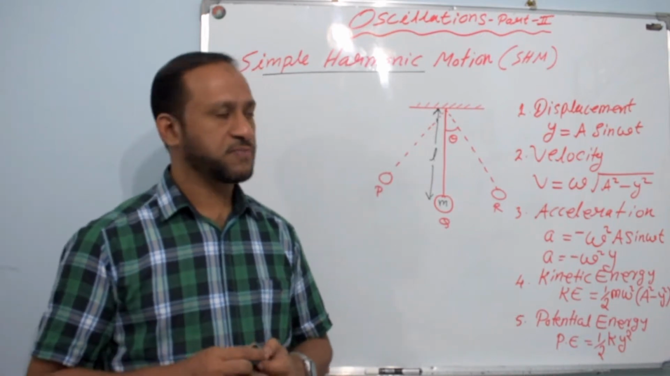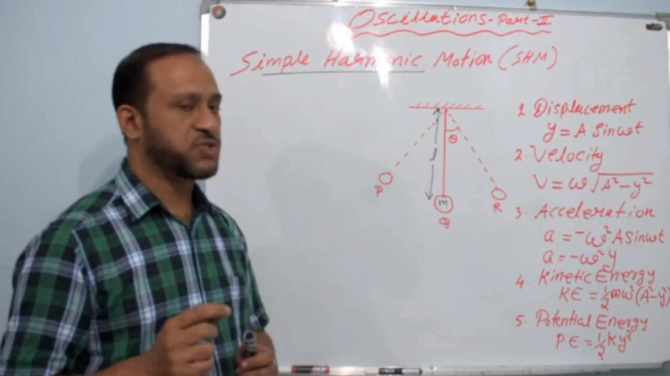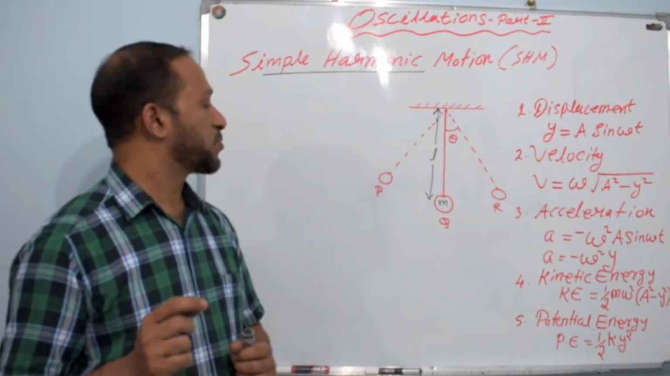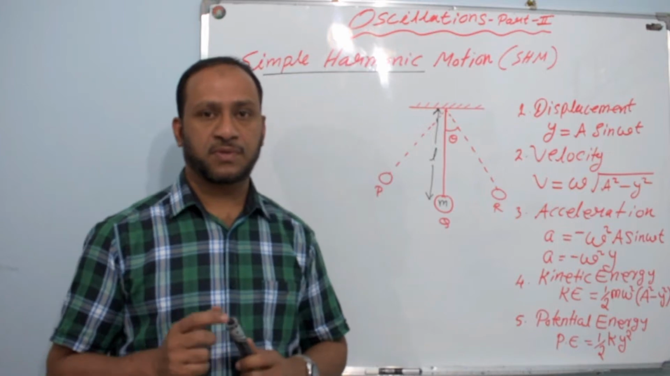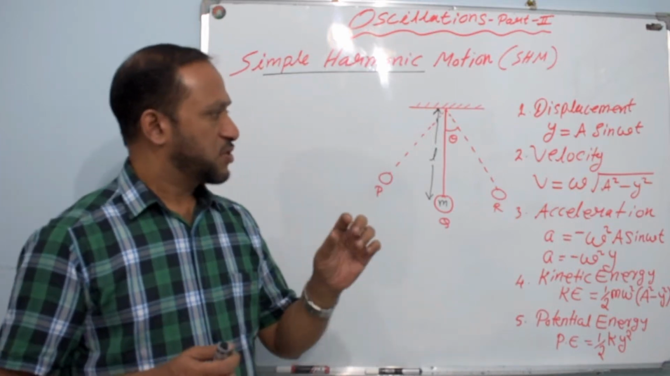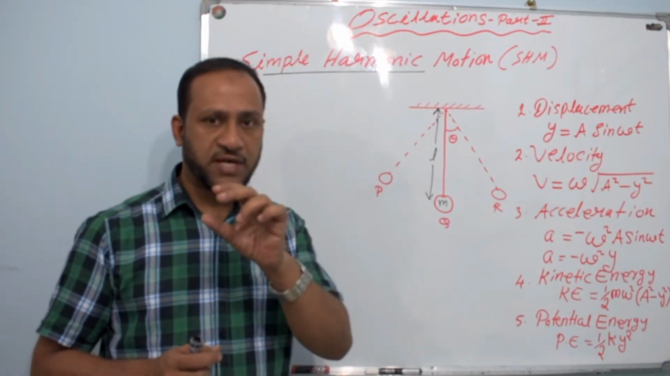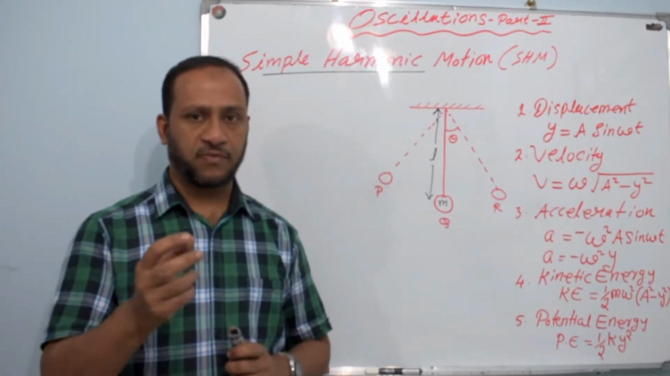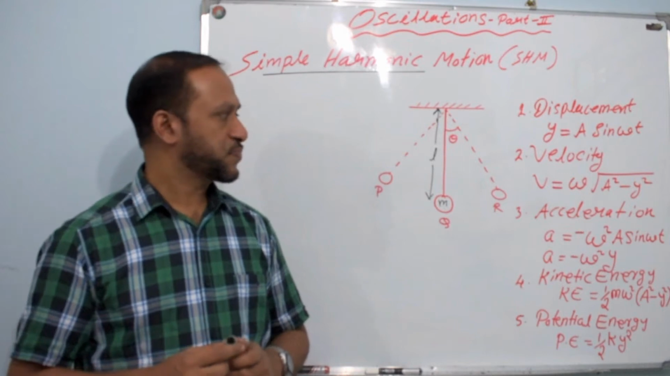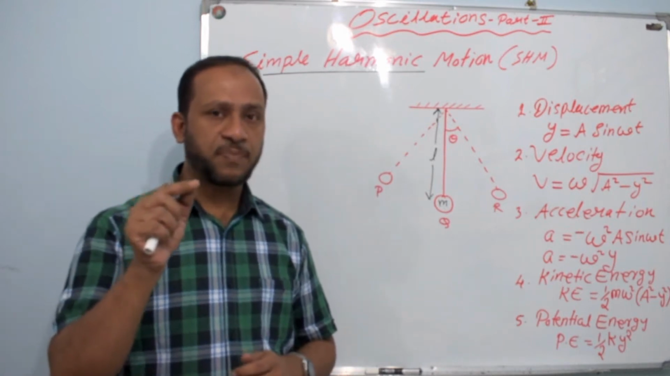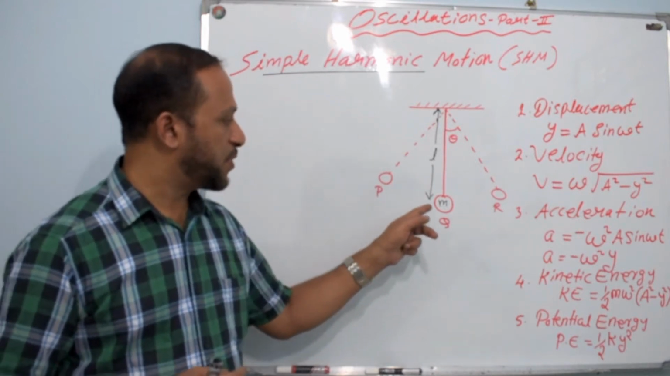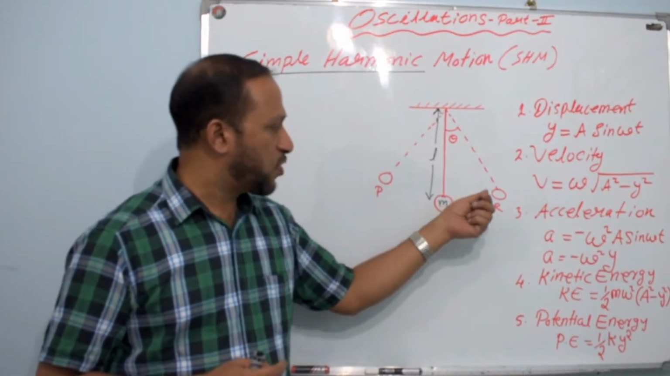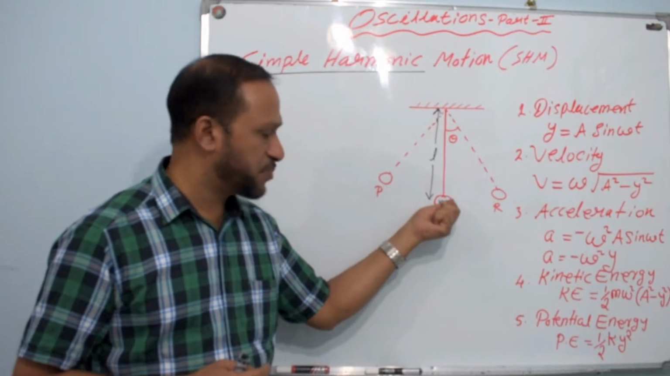The condition for an oscillation or vibration to be a simple harmonic motion is that the restoring force acting on the body, or the acceleration of the oscillator, should be directly proportional to displacement from the mean position. And also it should always be directed towards the mean position.